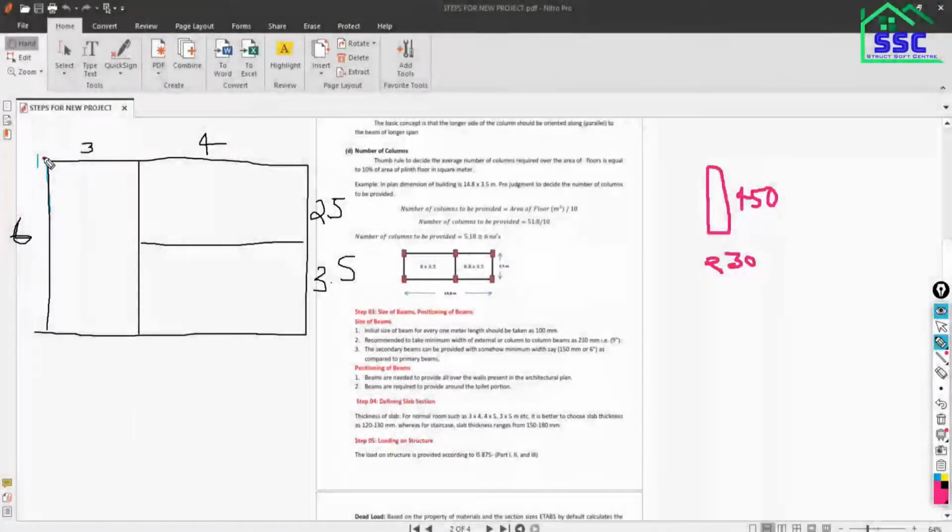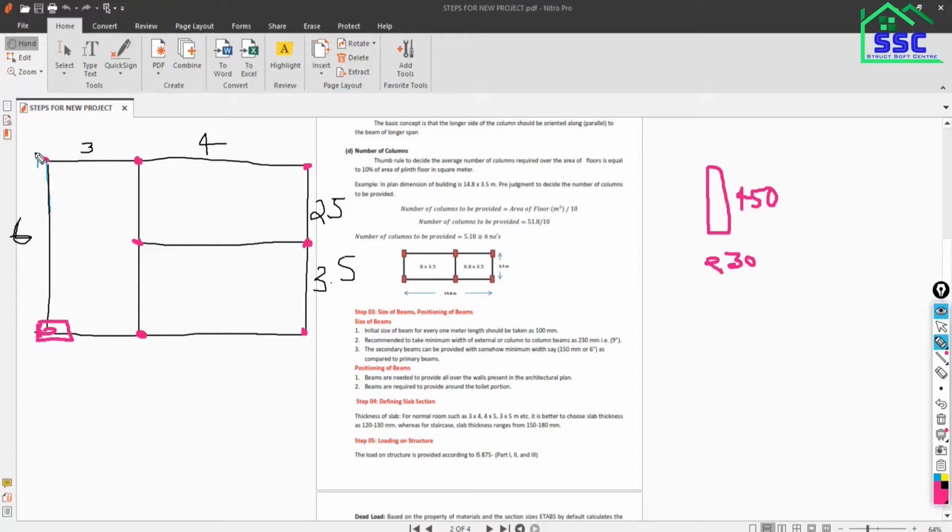I am going to take the column here, here also, at each intersection point. The column size is 230 by 450, so the section size is 230 by 450. I am going to position this column here like this.